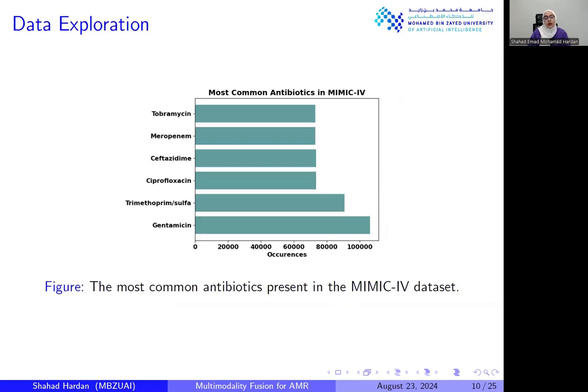So now that the data is pre-processed, as we said before, we are trying to set a benchmark for exploring the AMR problem using machine learning. So we had the question of where do we start? So we explored the most common antibiotics in the MIMIC data set. We noticed that gentamicin had the highest occurrence.